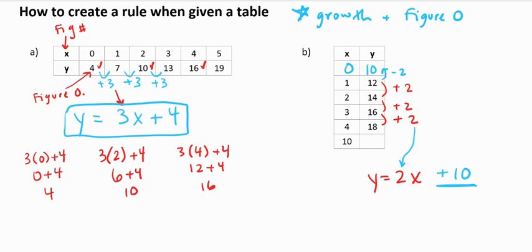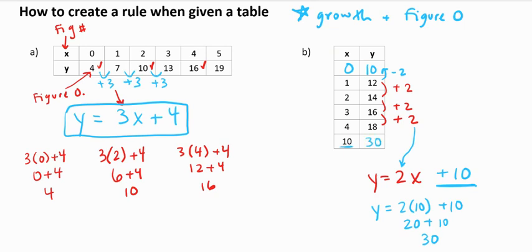So in this one, I can see that there's an empty value right here. So let's see if we can use our equation to complete that empty box. So it says here that x equals 10. So let me plug in 10 for my equation over here. And then that's going to give me my output, and that's the number that I'll put right here. Okay, so 2 times 10 is 20, plus 10 is 30. So when my input is 10, my output is 30.